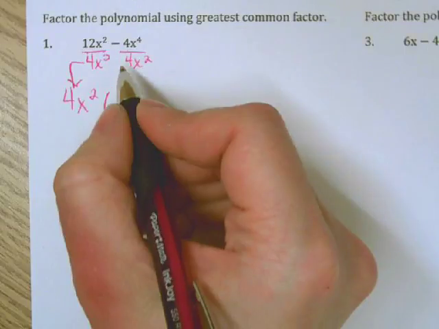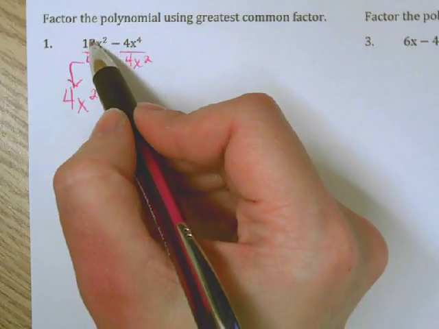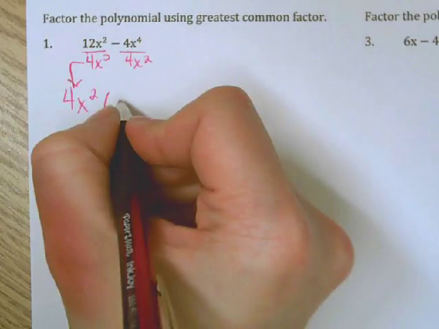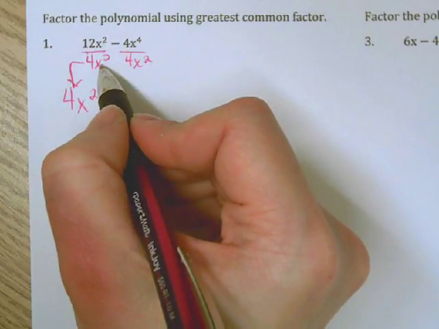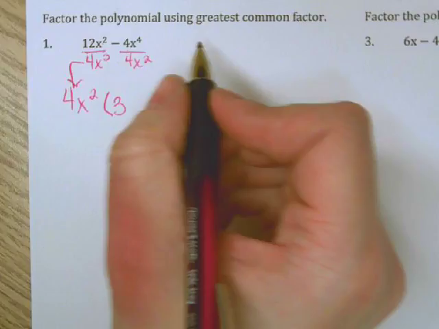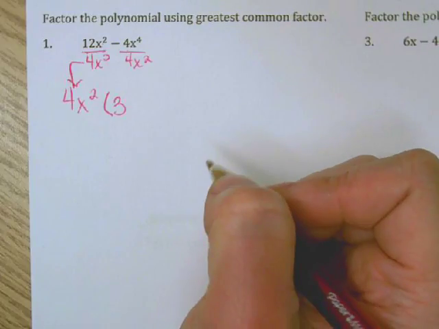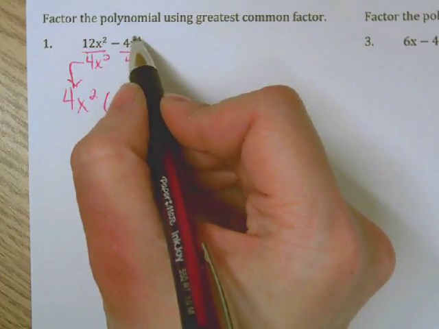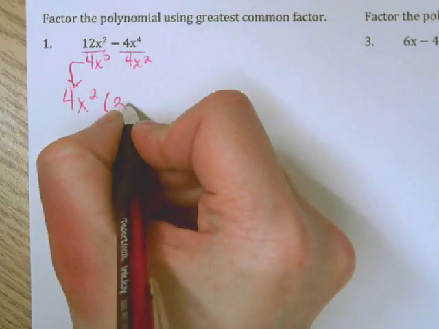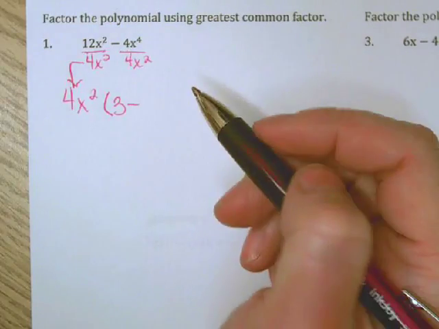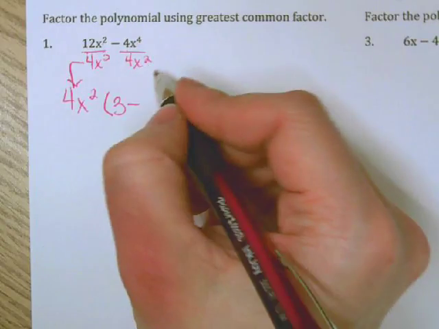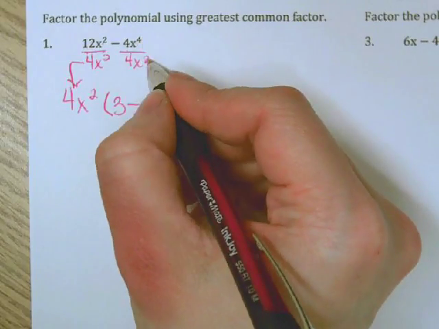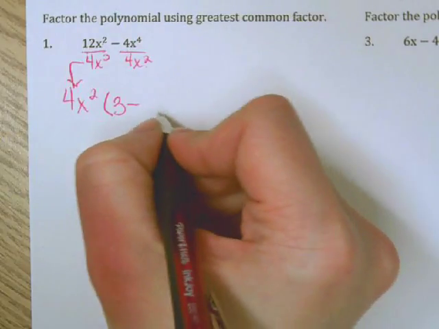Then what I have left after I do that is 12 divided by 4, which gives me 3. X squared divided by x squared gives me 1. There's no x's with that 3. And then bring down that minus. 4 divided by 4 is 1. And x to the 4th divided by x to the 2nd, I subtract exponents, so I have x to the 2nd.